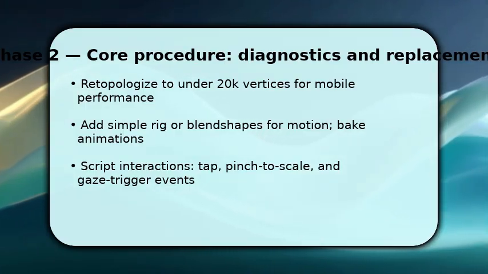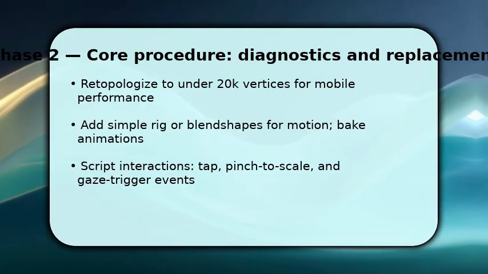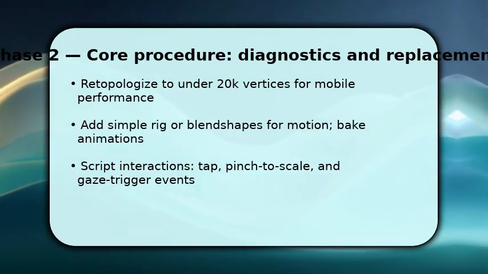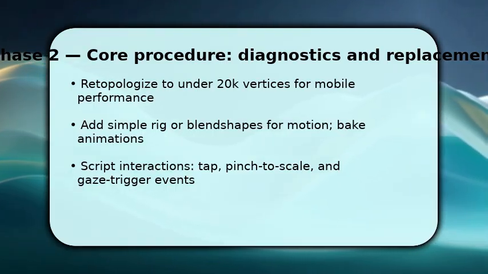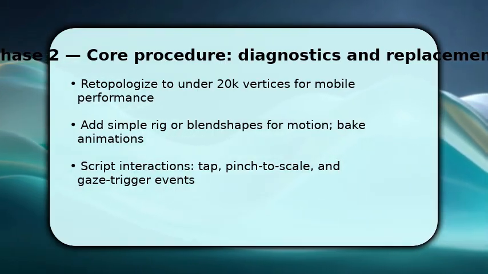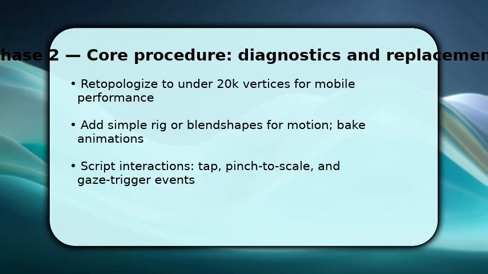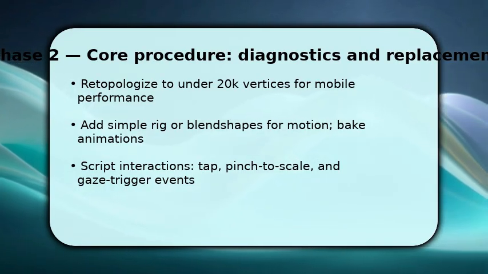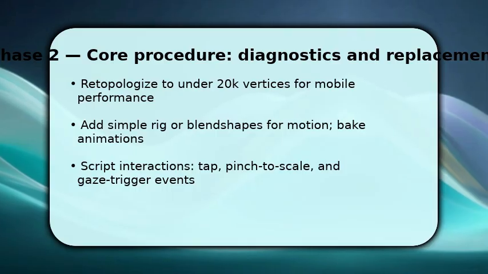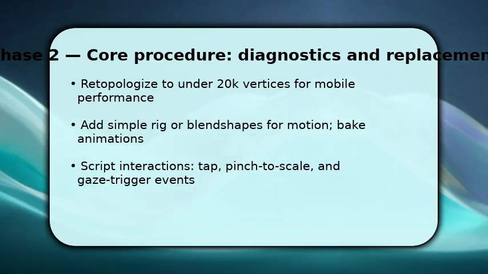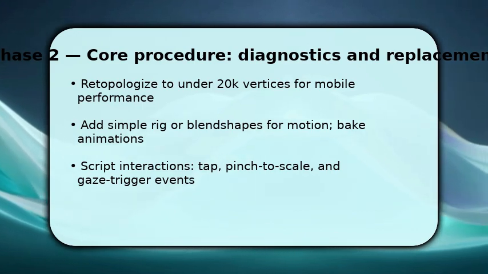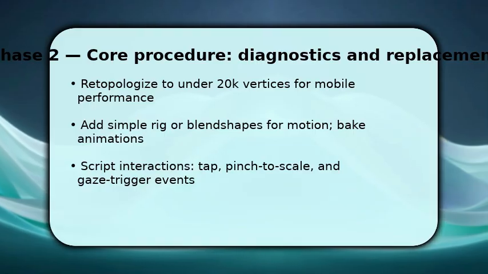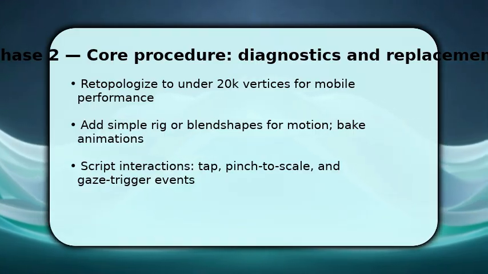Retopologize to under 20,000 vertices for mobile and bake normals and light maps to reduce runtime cost. Rig with a simple bone chain or blend shapes for facial or organic motion, then export baked animations. In Unity or Spark AR, script tap, pinch to scale, and gaze trigger events so users can manipulate the piece. Once done, profile performance on a target device and fine-tune mesh LODs to keep 30 to 60 FPS.